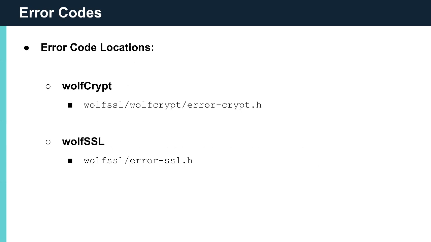To look for our error codes, we store them in two separate files, depending on if you're at the crypto level or the SSL level. The wolfCrypt error codes are in wolfssl/wolfcrypt/error-crypt.h. wolfSSL error codes are in wolfssl/error-ssl.h.